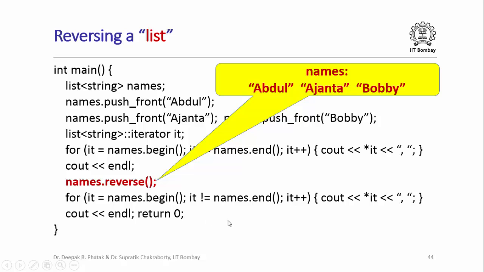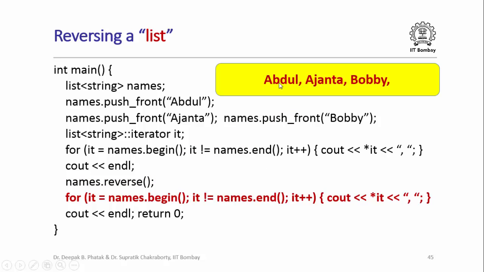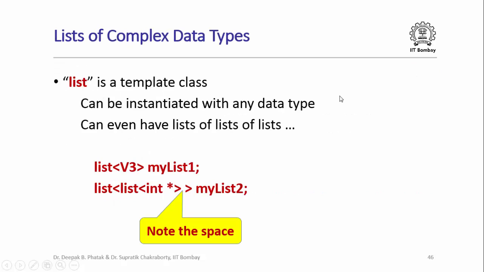And now if I try to print this list using the forward iterator, note I'm using the forward iterator again here as I had used here, but the list has been reversed in between. So using the forward iterator, if I now try to print this list, I will get the output Abdul, Ajanta, Bobby.